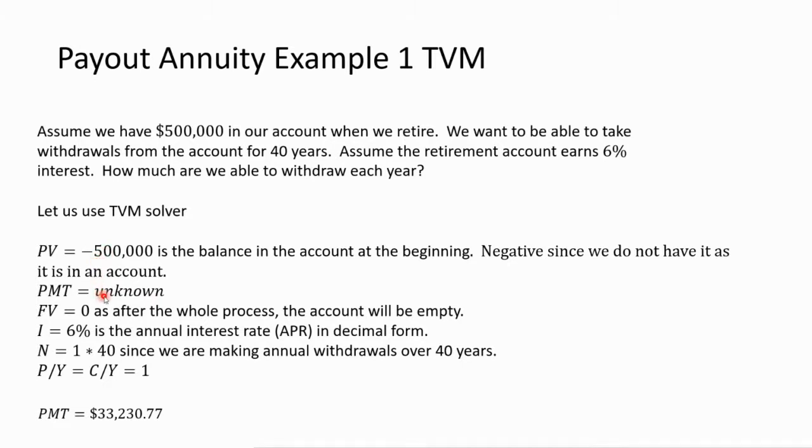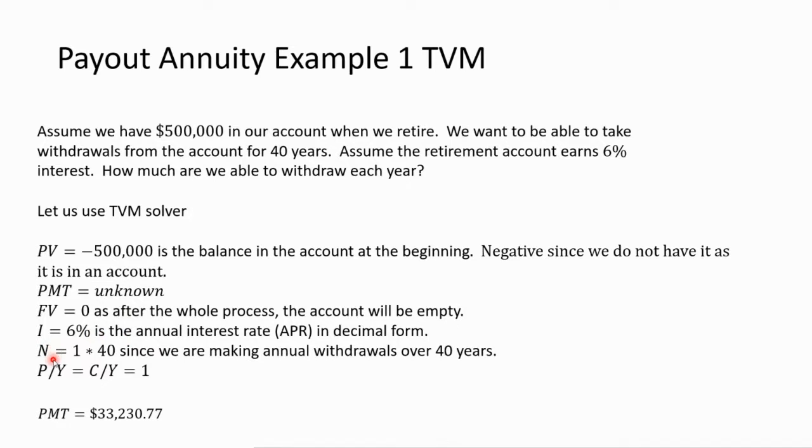We're still looking for PMT. That's still unknown. FV is going to be 0. Remember, that's how much will be in the account after the process is done, in the future. After this whole thing happens, we want to run through all the money, right? So that's going to be 0. I, remember, that's our interest, but you leave it as a percent, which is 6%.